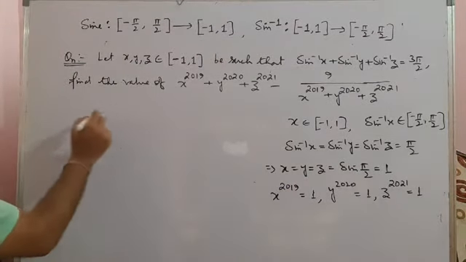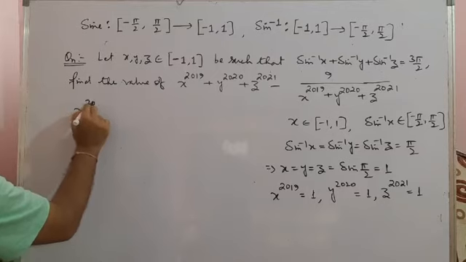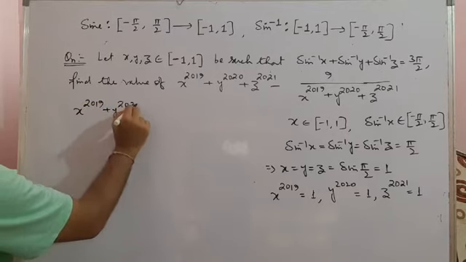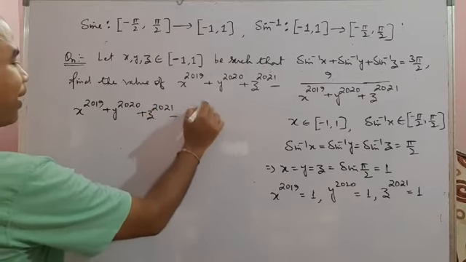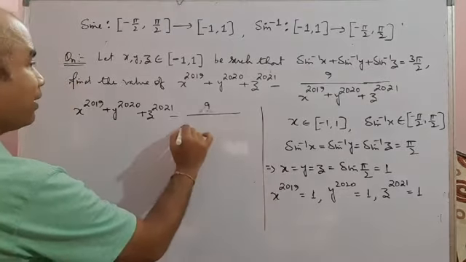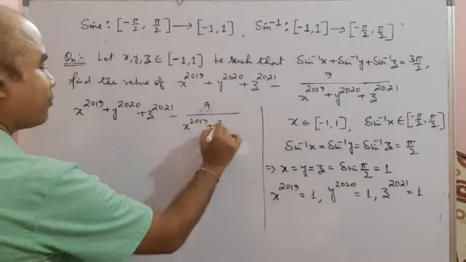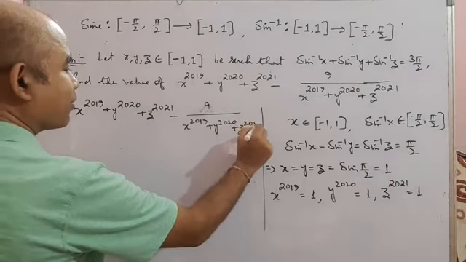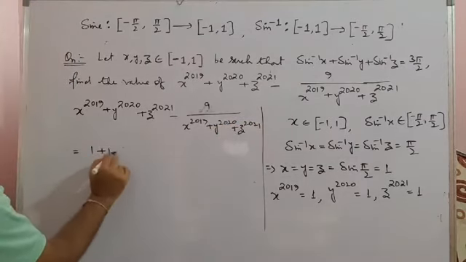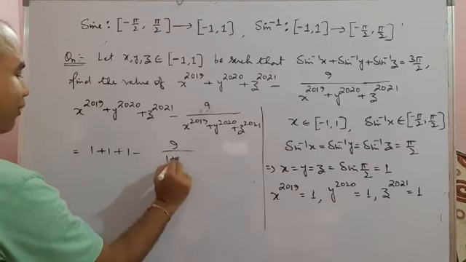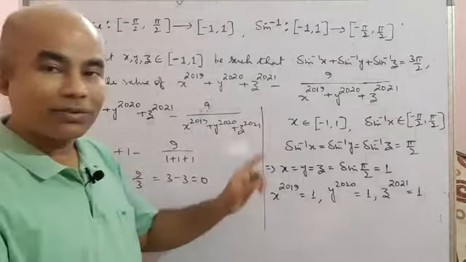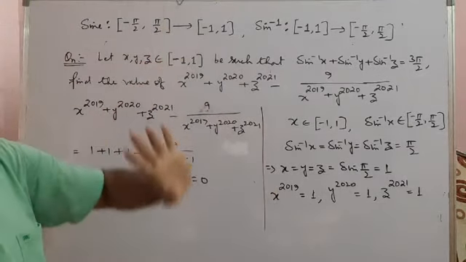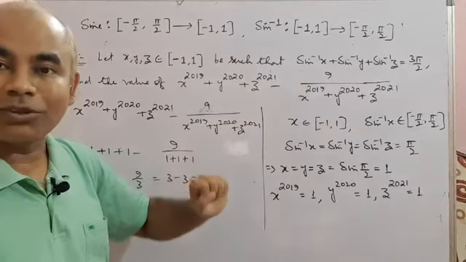So you are asked to find this value: x to the power 2019 plus y to the power 2020 plus z to the power 2021 minus 9 by x to the power 2019 plus y to the power 2020 plus z to the power 2021. So your answer is 1 plus 1 plus 1 minus 9 by 1 plus 1 plus 1. That is 3 minus 9 by 3, or 3 minus 3, so the answer will be 0. Okay, so clear this one. Based on the domain or codomain of the sine inverse function, we can solve this problem.